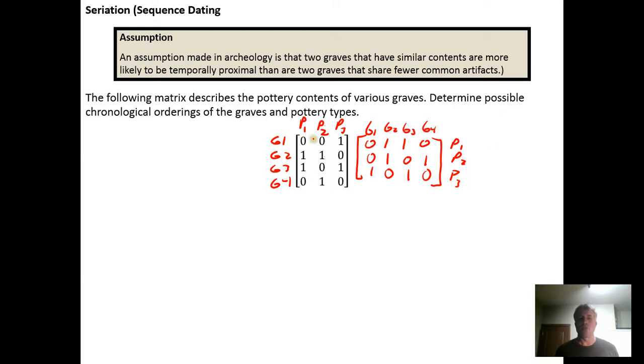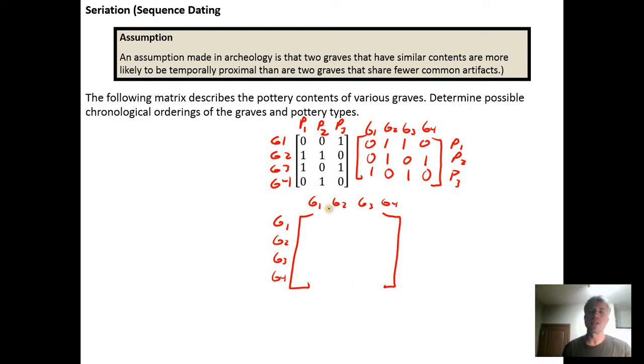So the next step is to multiply those two matrices together. And this is a 4 by 3 multiplied by a 3 by 4. So the result of the product is going to be a 4 by 4 matrix. That's going to be 4 graves, grave 1, grave 2, grave 3, grave 4, by 4 graves, grave 1, grave 2, grave 3, grave 4. And we encode in this matrix, by taking this product, information about the pottery types that were found in the graves. So remember, the first position, this is row 1, column 1.